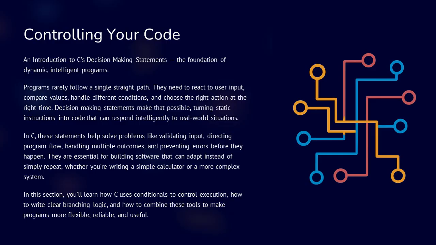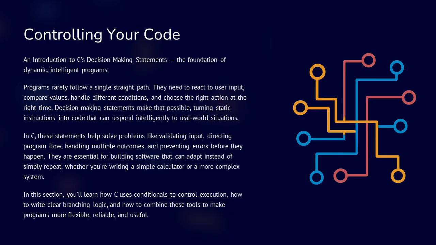Controlling your code. An introduction to C's decision making statements, the foundation of dynamic, intelligent programs. Programs rarely follow a single straight path. They need to react to user input, compare values, handle different conditions, and choose the right action at the right time. Decision making statements make that possible, turning static instructions into code that can respond intelligently to real world situations.